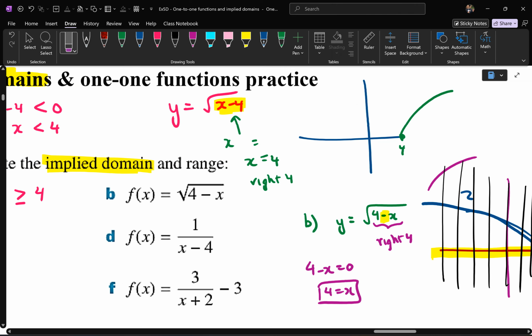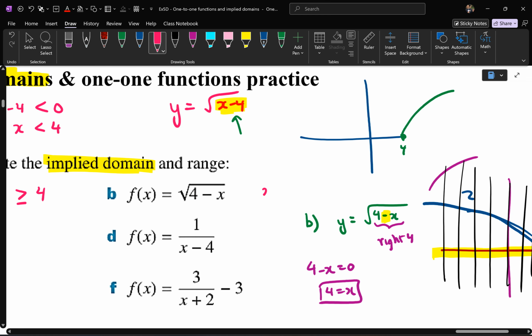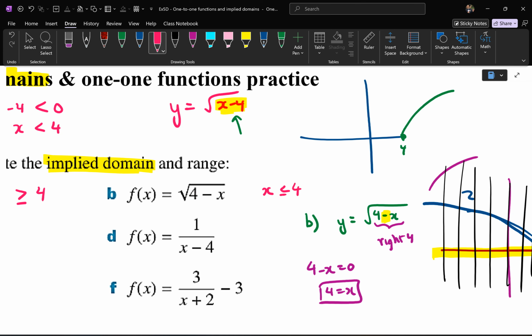So B, if they ask you what is the implied domain or what is the domain, x has to be less than or equal to 4. Or you could say what Ben said before, negative infinity up until 4. So x is an element of that. Either way, it's both correct. So set notation, interval notation, or standard notation.